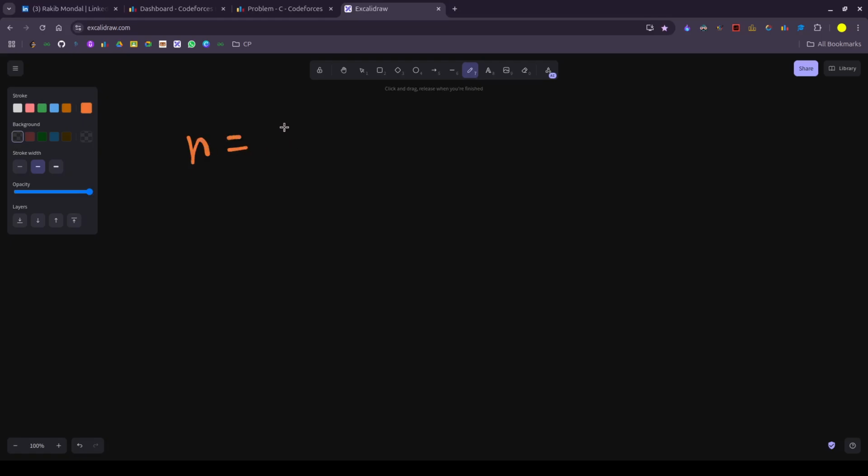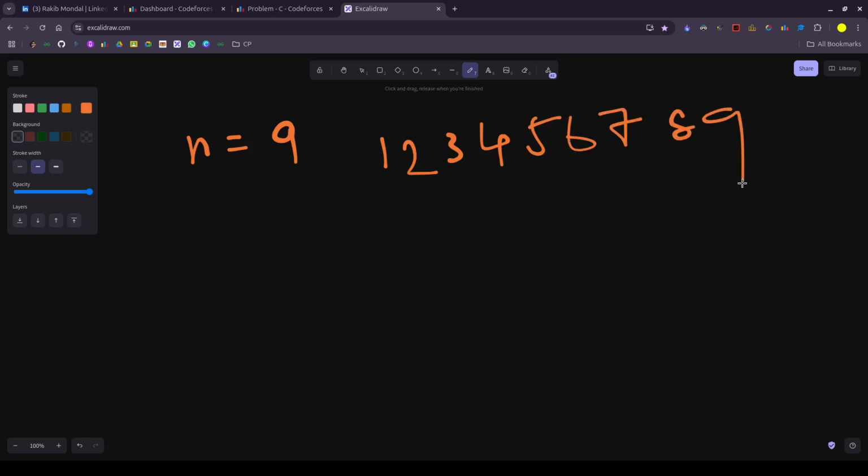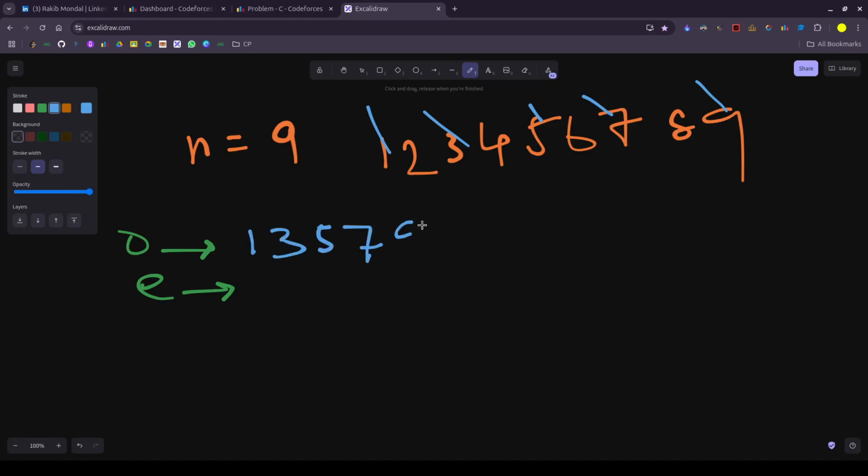Array is of length 9, okay. So the values are 1, 2, 3, 4, 5, 6, 7, 8, and 9. So the odd values are here and the even values are here. So what are the odd values? Odd are 1, 3, 5, 7, and 9. The even values are 2, 4, 6, 8. So these are the even values.